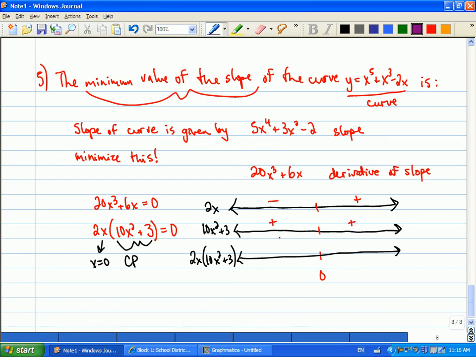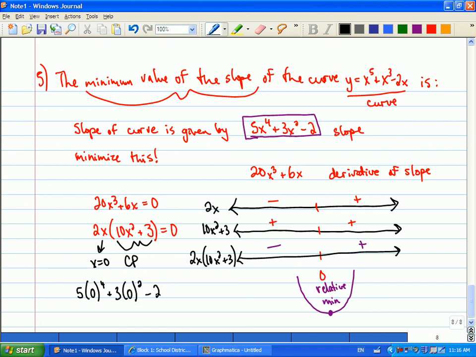So the net result is that this is going to be negative here and positive there, which means it is decreasing until it hits 0, and then it is increasing afterwards. So this is my relative minimum. And this is where the smallest value of the slope is going to be. So the value of the slope is given by this formula up here. So I'll put in 5 times 0 to the 4 plus 3 times 0 squared minus 2. Then I should end up with a minimum value of negative 2, which is D.